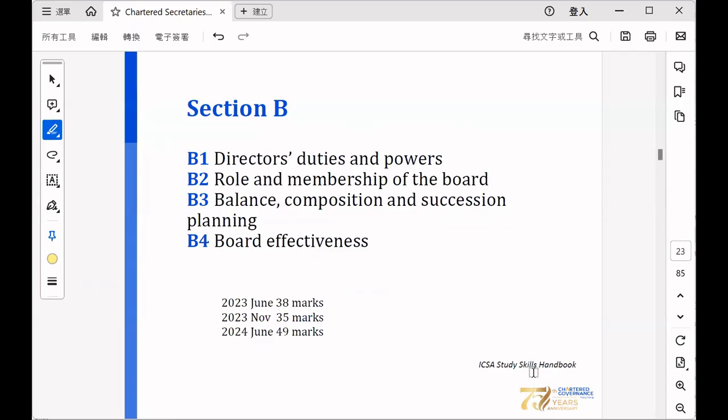Right, so that's about all the examination techniques that you have to be aware of. And today we try to look at the questions in section B. And you will see that section B is in fact one of the very important sections in your syllabus.